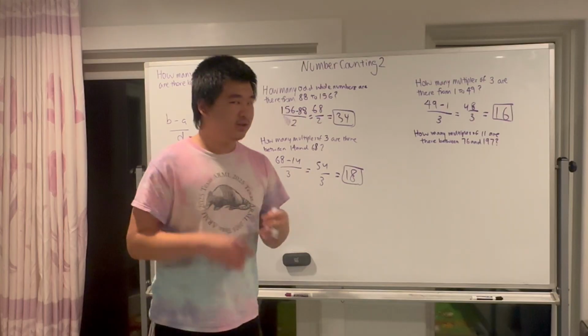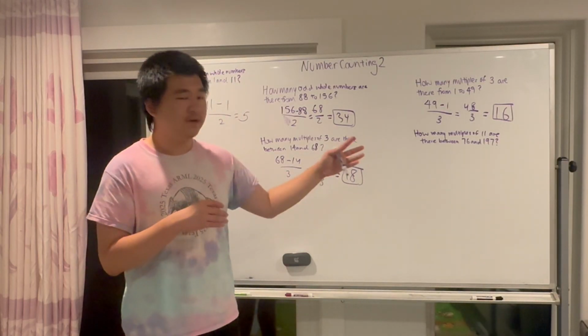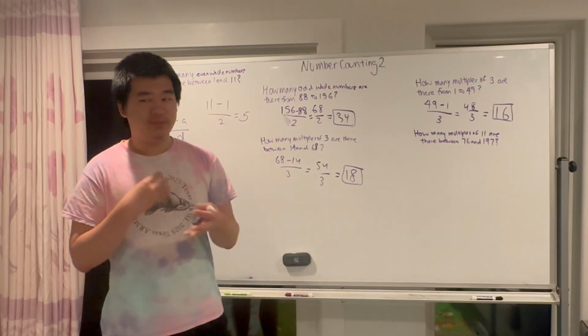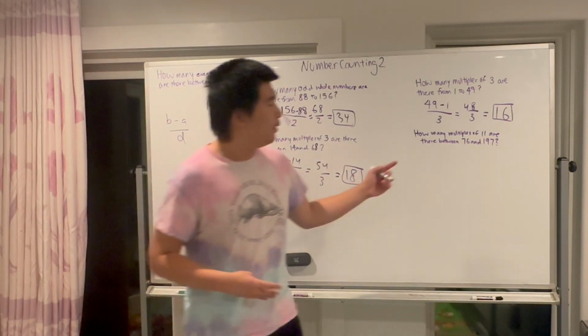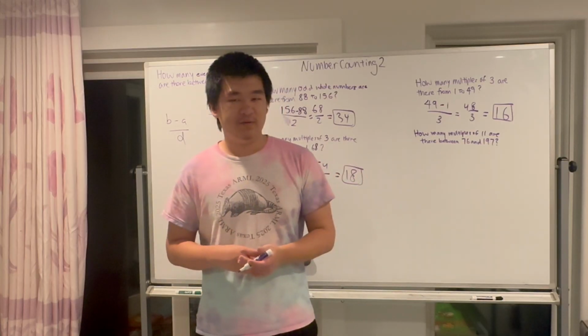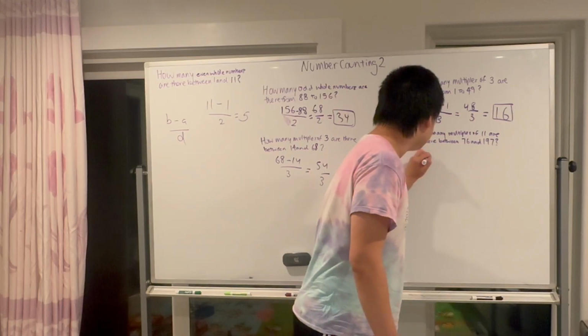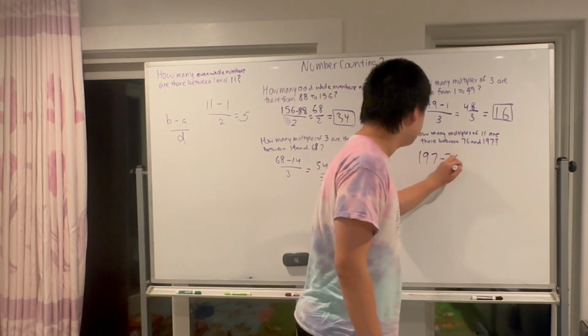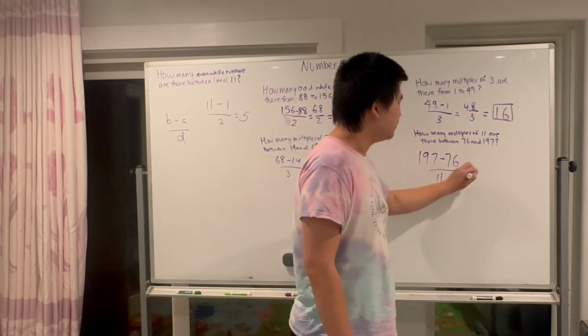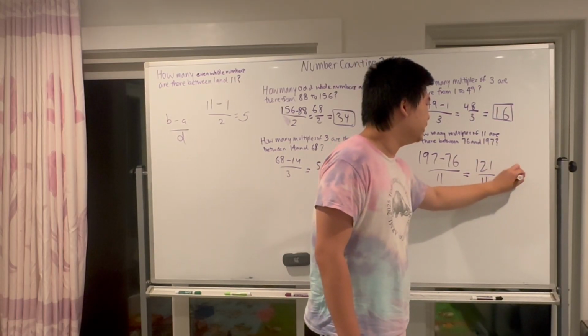And last question, slightly harder. This is something that you could see in the later groups of number sense. But you know, it's really the same thing as the other problems. How many multiples of 11 are there between 76 and 197? Don't be scared. We're just going to plug it into the formula. And we'll get 197 minus 76 over 11 equals 121 over 11, which is simply 11.